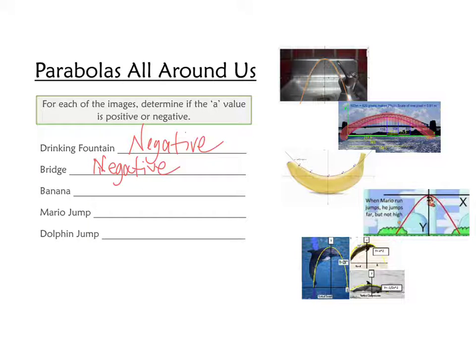Banana. This is a happy banana. He's smiling for us. He opens up, so that means that banana is positive. The Mario jump, does it open up? Does it open down? If you said down, you would be correct. So it's negative. How about dolphins jumping for joy? The answer is, of course, it opens down, so it is negative.